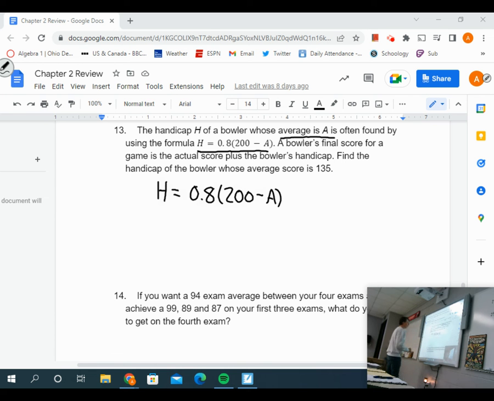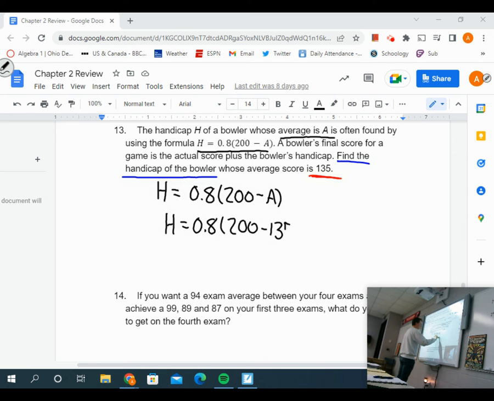Now we are told that we are supposed to specifically find the handicap of a bowler whose average is 135. Well, they tell me A is the average, and I know the average is 135, so I'm going to put 135 in there. And we are supposed to find the handicap, so H is the handicap, so I will now solve for H.